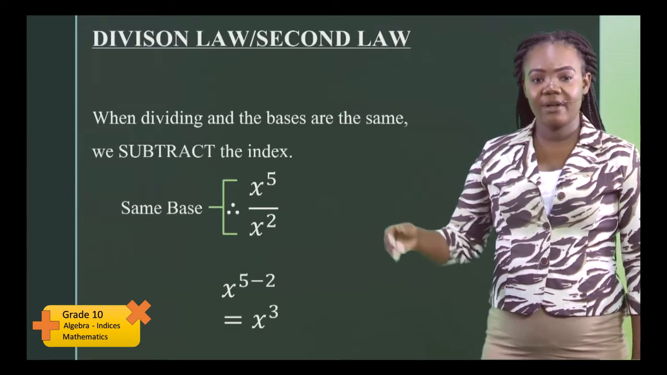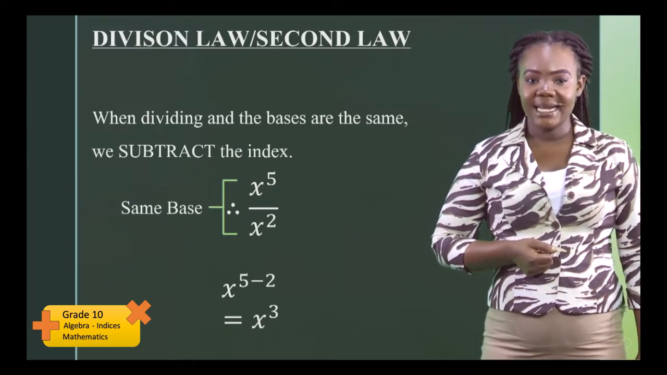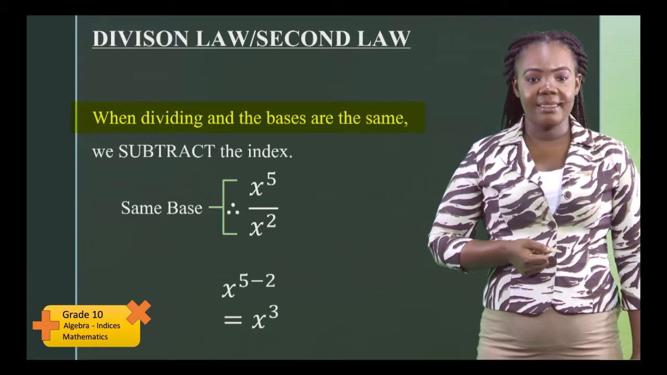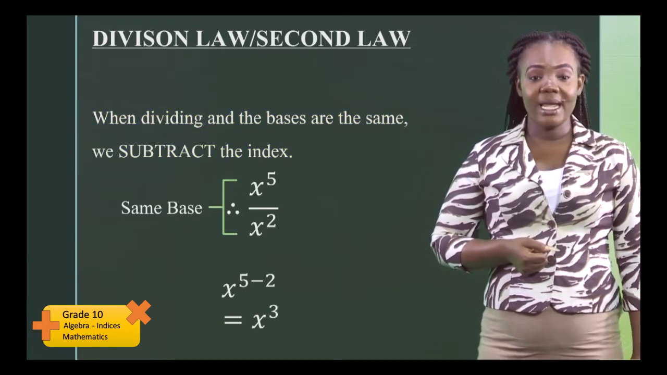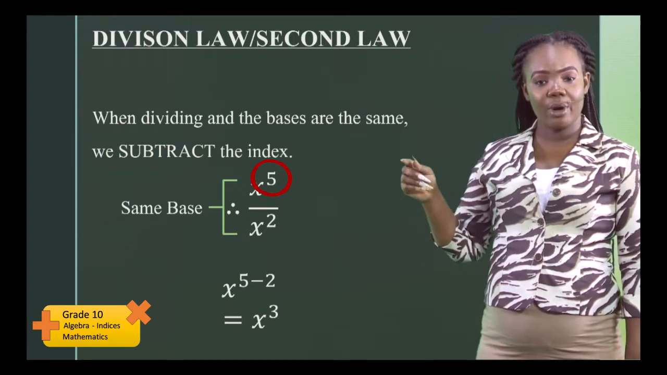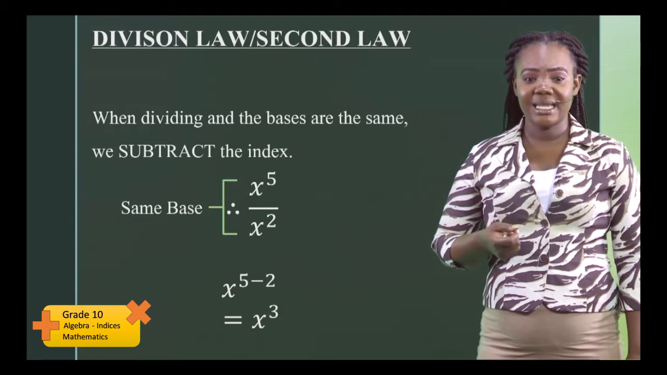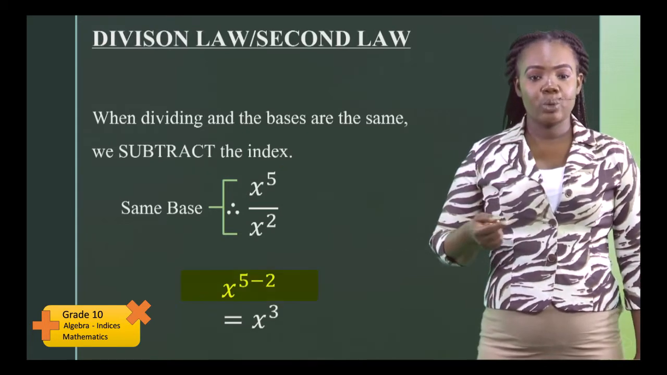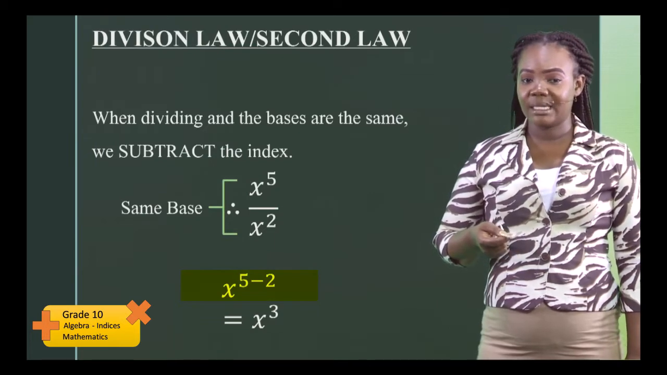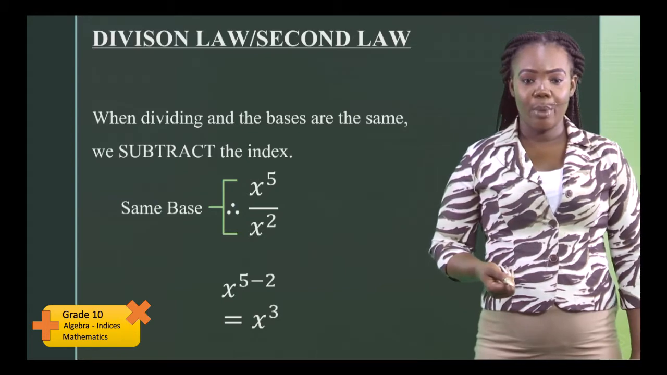And here we have the division or the second law of indices. It says when dividing and the bases are the same, we subtract our index. And our index is that little floating number at the top. So here we can see that our bases are the same because we have x at the top and at the bottom. So x to the 5th minus 2nd power will give us x to the 3rd power.